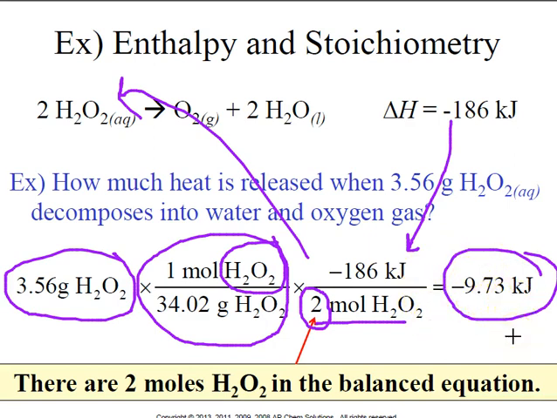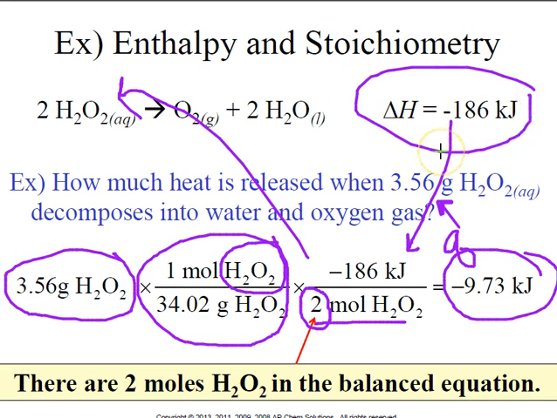kilojoules of energy. It's no longer per mole, this is now a Q value, because this is for a specific amount of our reactant. So the delta H value is for the whole reaction, but if we have a specific amount of something that we're concerned with, then we'll do the calculation, turn this into a conversion factor, and we'll find a Q value. All right, that's it for now.